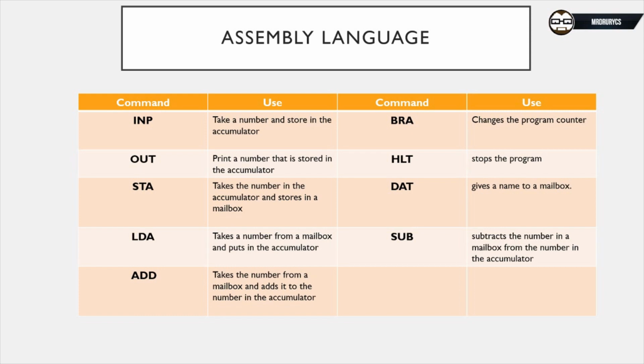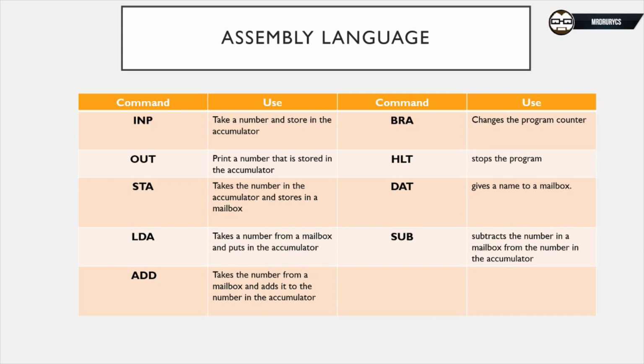The ADD command takes the number from a mailbox and adds it to whatever is already in the accumulator, like in our question we had. BRA stands for branch. What that does is it changes the program counter. Now, the actual command BRA, you don't use, because that would make an infinite loop. Pointless, right? But you don't have to know the other versions, like branch while 0, and there are loops and things involved.